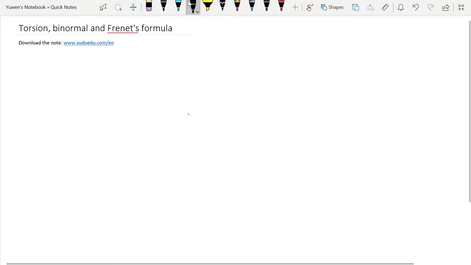Now we have the unit tangent vector and unit normal vector. Now we start the Frenet frame. We need another vector that is independent of these two vectors to span the space. So we use the cross product to find it.